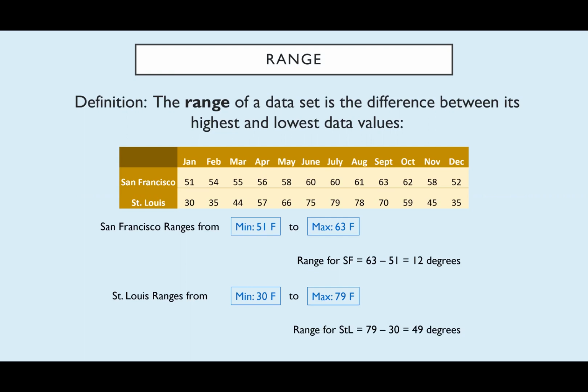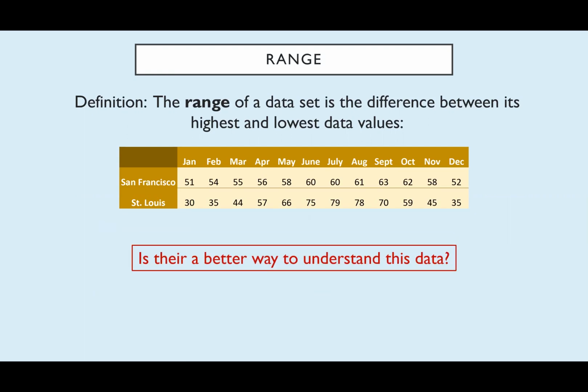So now we're getting back to that bigger picture. Even though the averages were the same, we're getting a lot more variation from St. Louis than we are from San Francisco. So how can we quantify, interpret and present this data in a way that's more meaningful than just taking that average that we saw initially?